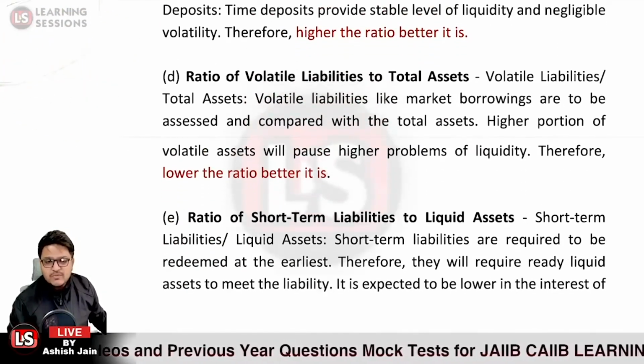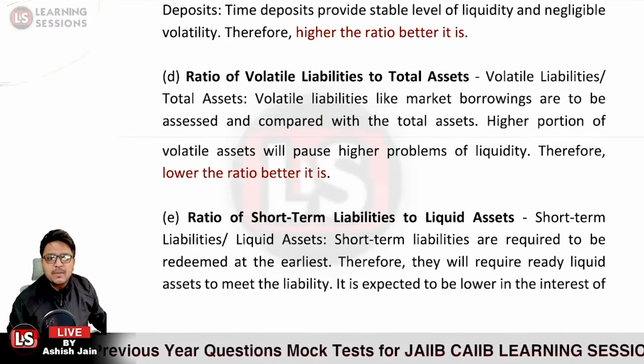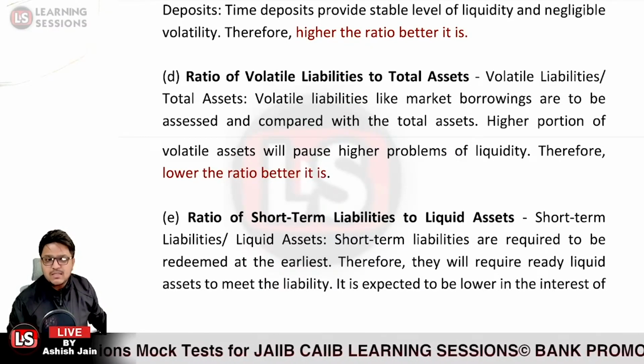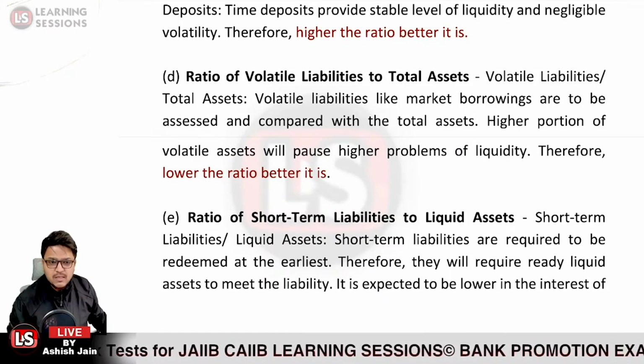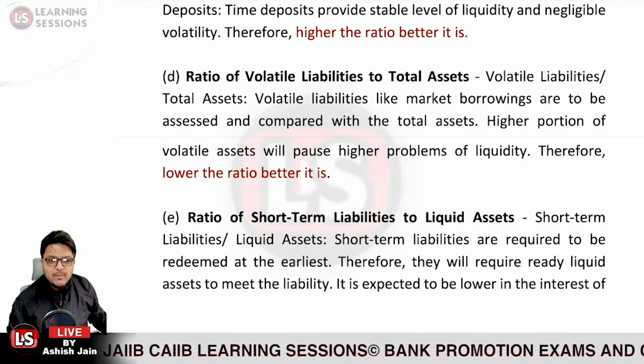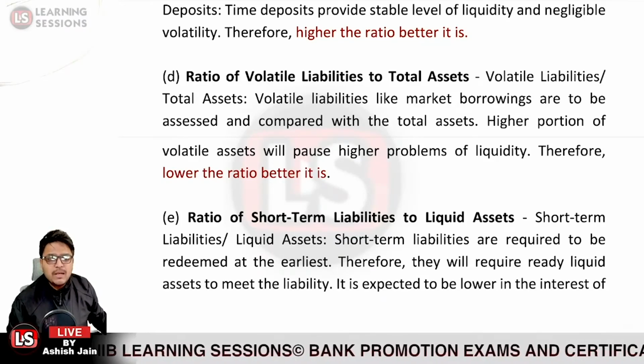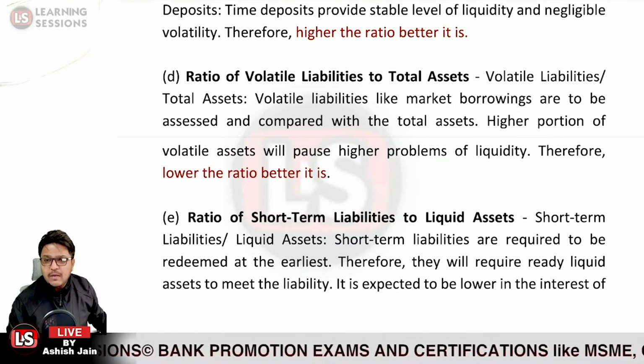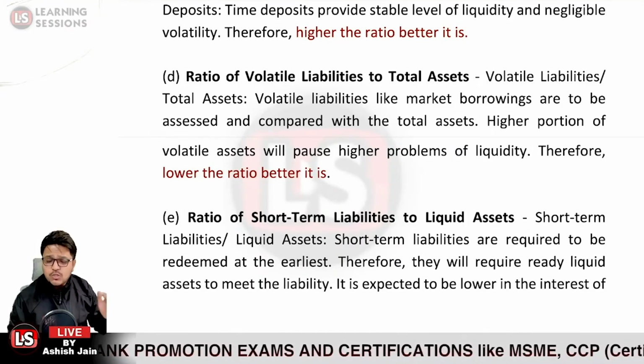Fifth point is the ratio of short-term liabilities to liquid assets. Now, what are short-term liabilities? Short-term liabilities are basically interbank liabilities, or interbank borrowings, we can say. Short-term liabilities are required to be redeemed at the earliest, because these are those borrowings.